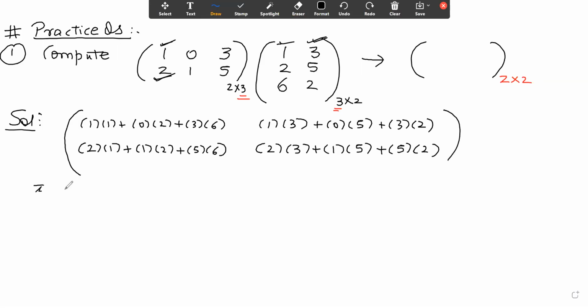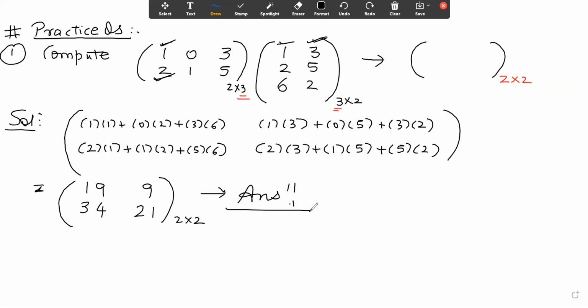So now we can calculate this. 1 plus 18, which is 19. 3 plus 6, which is 9. 2 plus 2, 4. And 4 plus 30 is 34. And 2 into 3, 6. 6 plus 5, 11. 11 plus 10, 21. So you can clearly see it's a 2 cross 2 matrix, and this is the answer for this question. Okay, let's work out the second question.